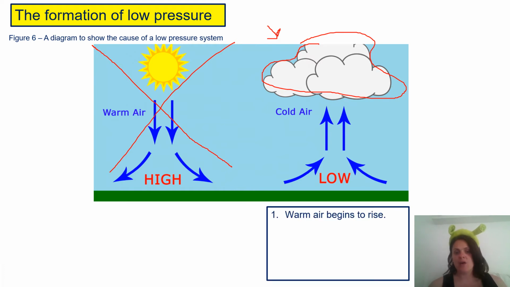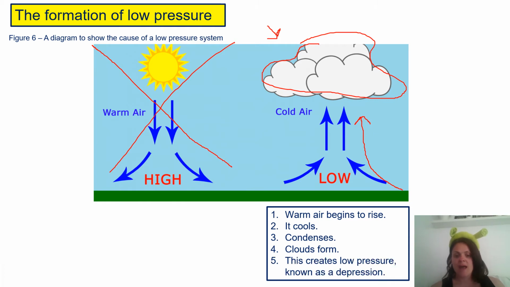So first of all, warm air begins to rise. So warm air rises from the ground and goes up into the atmosphere. So as it rises, it gets colder, and we looked at this before. With altitude, the temperature cools down. And remember, every 100 meters up, it cools down by 1 degree. So as the air rises, then it cools. And then the moisture that is trapped in that air starts to condense to form clouds. And then this creates a low pressure system known as a depression.